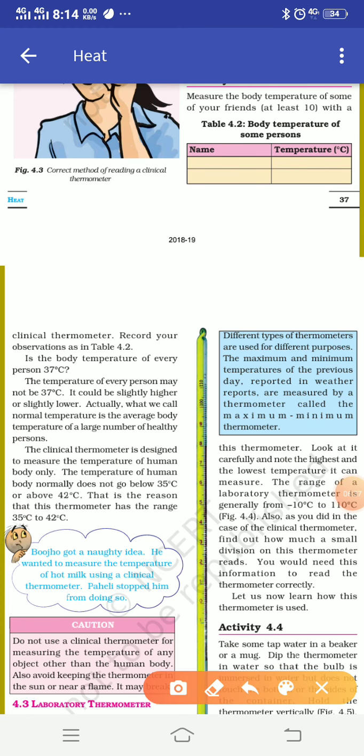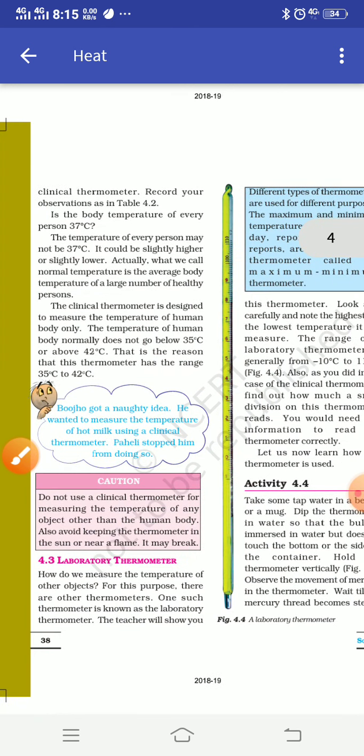Is the body temperature of every person 37? The body temperature of every person is not exactly 37. It could be slightly higher or lower. What we call normal temperature is the average body temperature. Sometimes it may be greater than 37 and sometimes less than 37. So both conditions are possible.